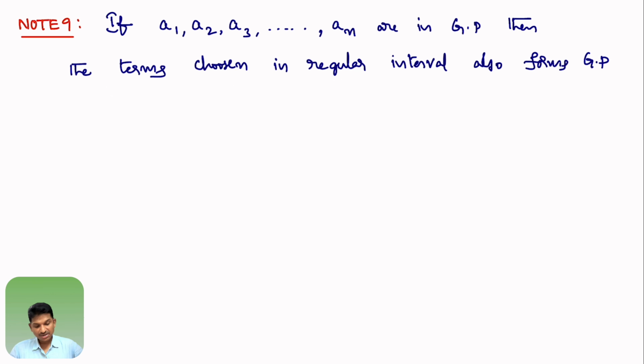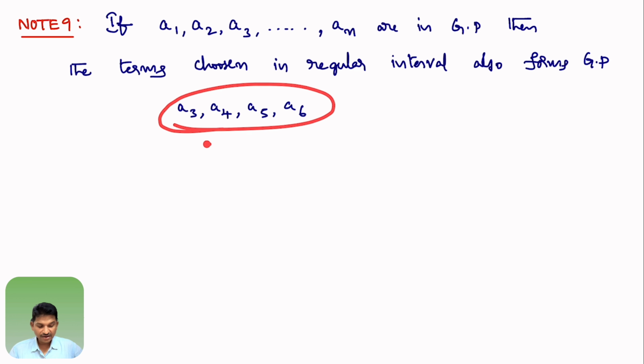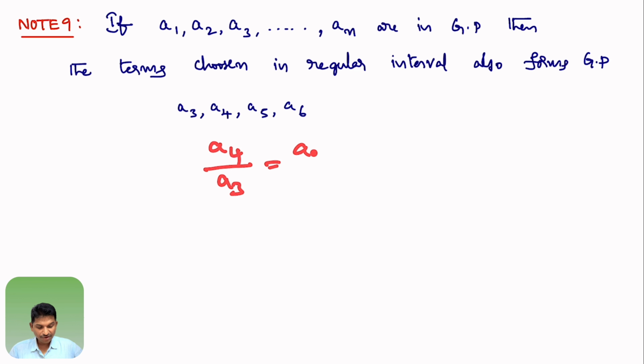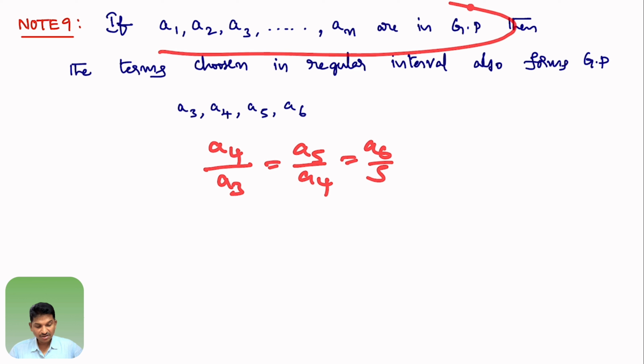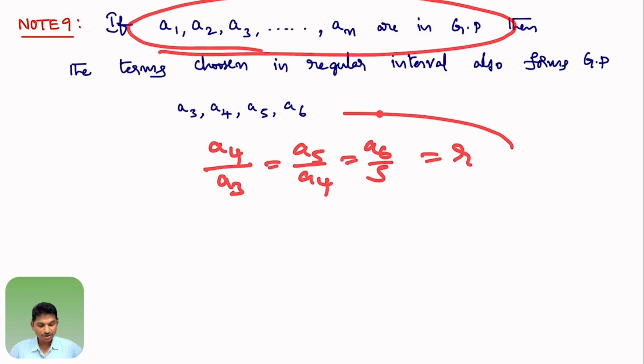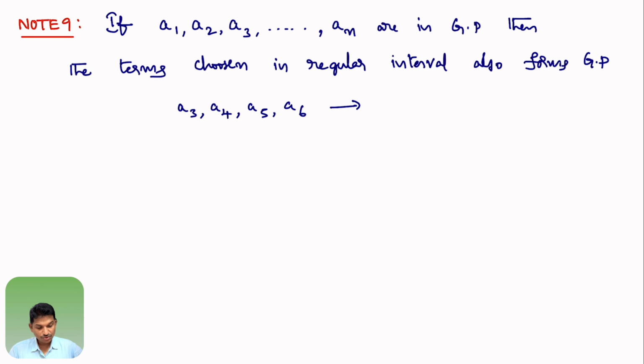The terms chosen at a regular interval means so many things will come. First, you take A3, A4, A5, A6, like that, only four numbers you choose. They are in a regular interval. This is 100% a geometric progression because A4 divided by A3, A5 divided by A4, A6 divided by A5, these are terms from a geometric progression. This forms a common ratio R. These are chosen at a regular interval, so they form a geometric progression.